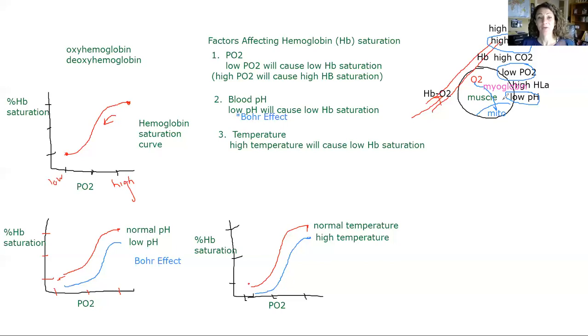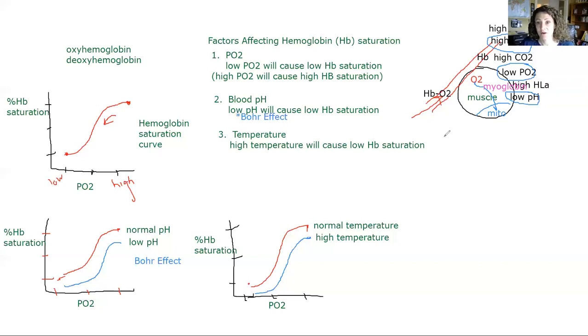Myoglobin has to respond differently. Myoglobin still has to retain a high affinity for oxygen so that it can pick up the oxygen while hemoglobin's dropping it off. Okay, so hemoglobin and myoglobin respond differently in these conditions.